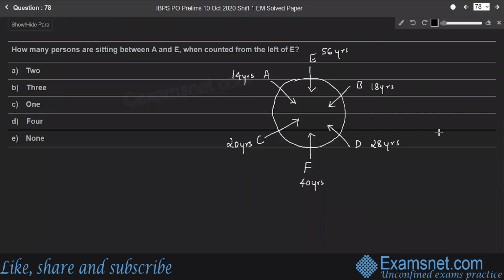Question 78. How many persons are sitting between A and E when counted from the left of E? Left of E is this direction, that means clockwise direction. So how many persons are sitting between E and A? 1, 2, 3, 4. 4 persons are sitting between E and A when counted from the left of E. Option D is the right answer.